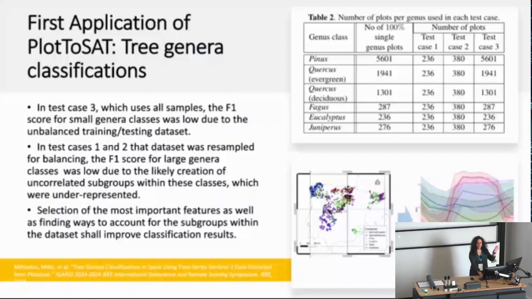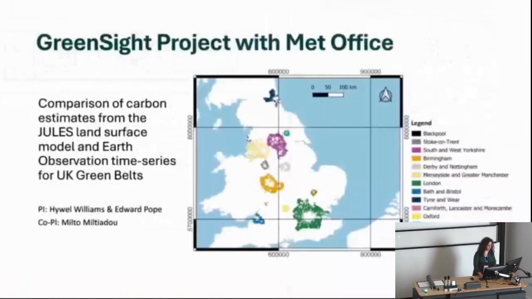And that was the first application. We briefly talked about it last year, where it's about using Plot2Sat to exploit the third dimension of the data, which is the time, to help us improve tree species classification, tree genera classification. The main output here is that we found there are a lot of subgroups within the groups that we already have. So we need to investigate it further and understand how these are actually grouped to improve the model.